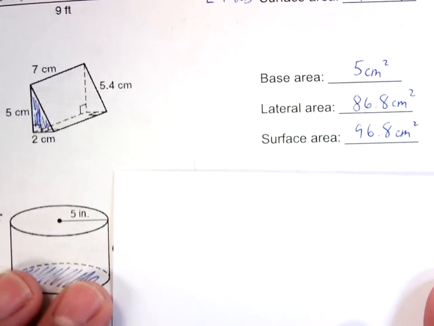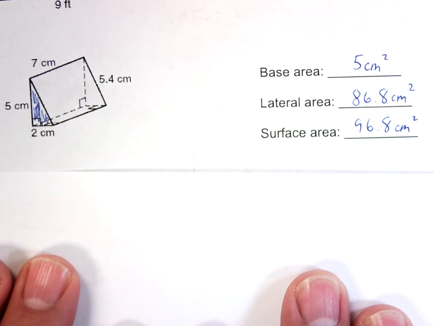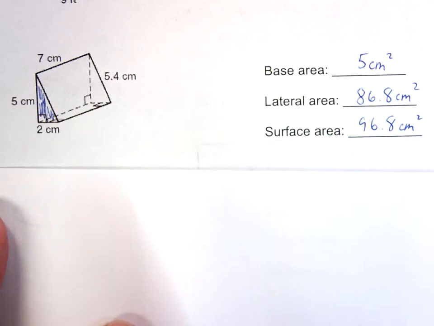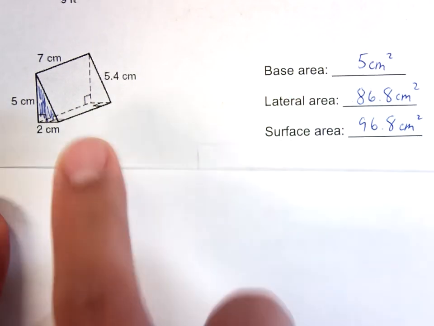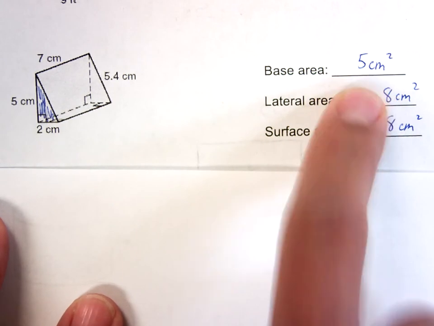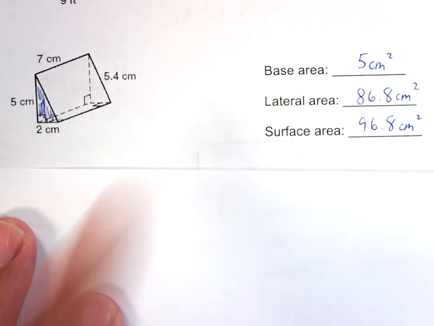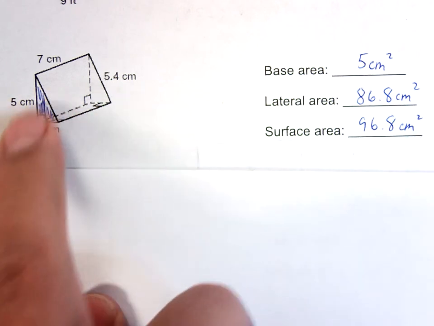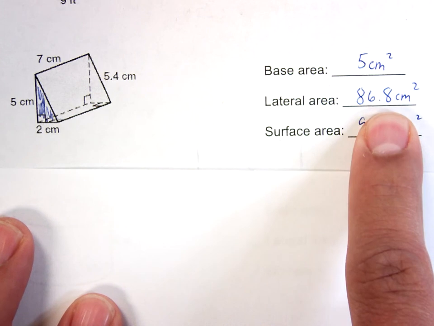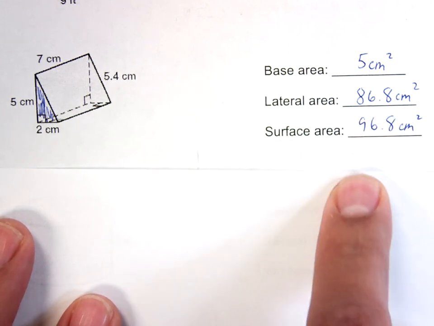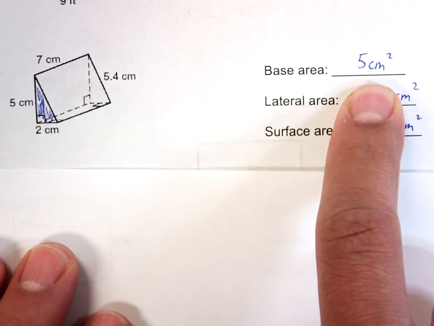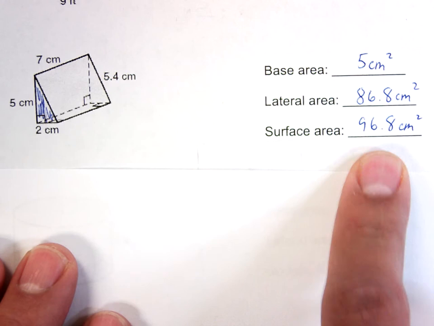So it gives me a triangular prism. What are my bases? Again, my bases are my two parallel sides. My bases are my triangles. Base area, base times height divided by 2 for area of a triangle, gives me 5 centimeters. Lateral area, again, you take the perimeter of the base, add up the perimeter of the base, multiply it by the height of the prism, gives you 86.8. And then to get the total surface area, or just surface area, I take my base times 2, because I have two triangles, so that'd be 10, add it to my lateral, and I get 96.8.